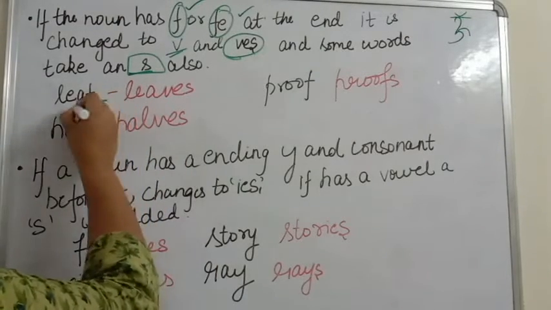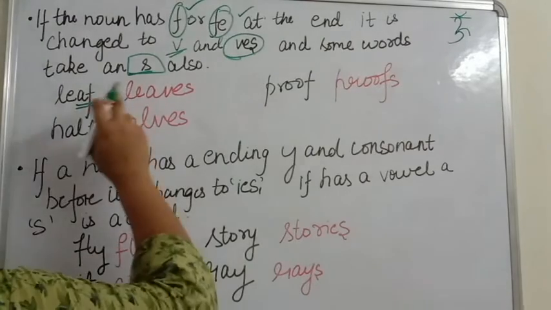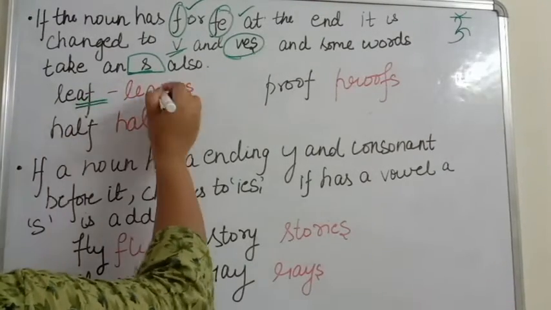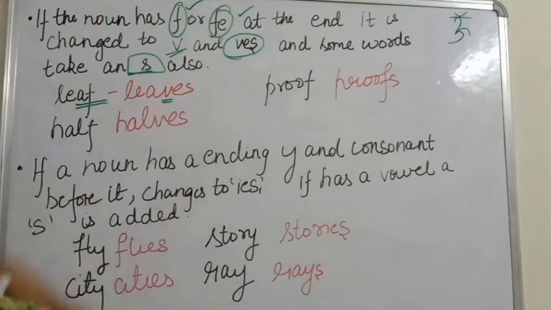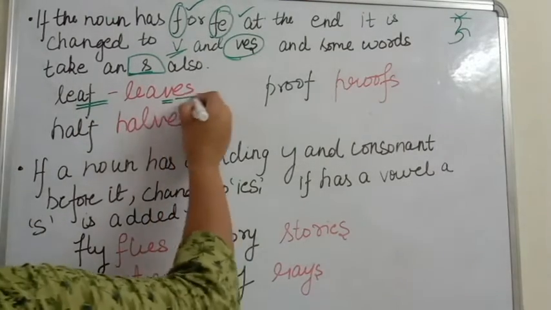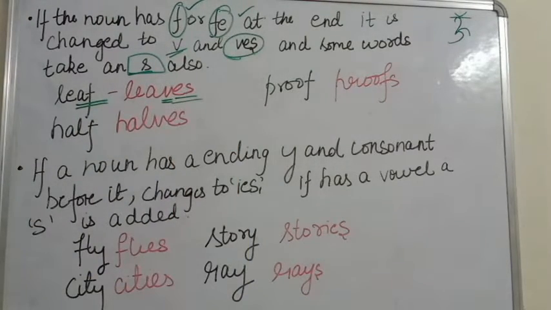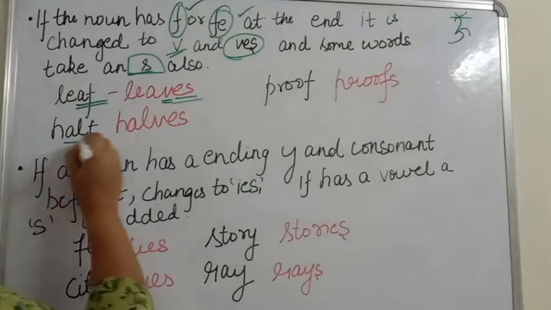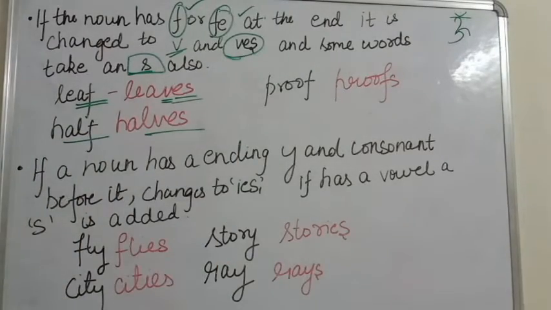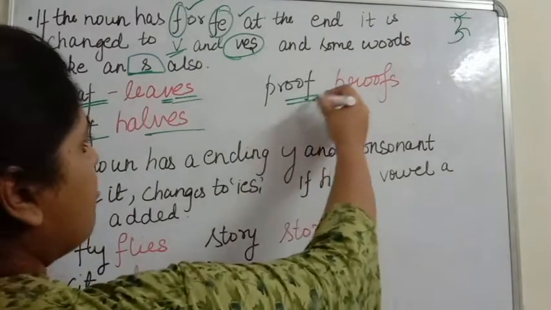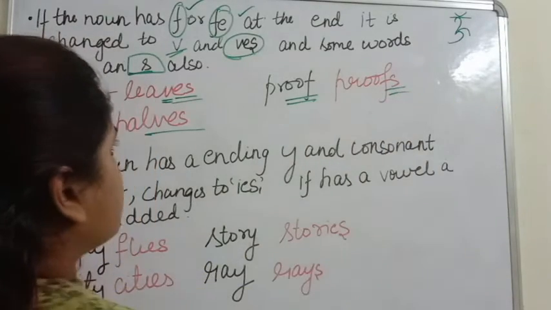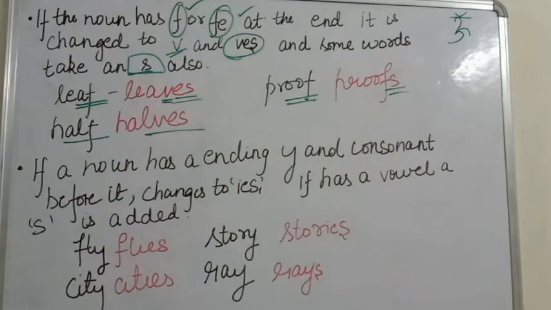Suppose leaf, ending in F, is changed to V and ES is added to make it plural. Same for half. Proof is ending in F, but it has an S at the end.